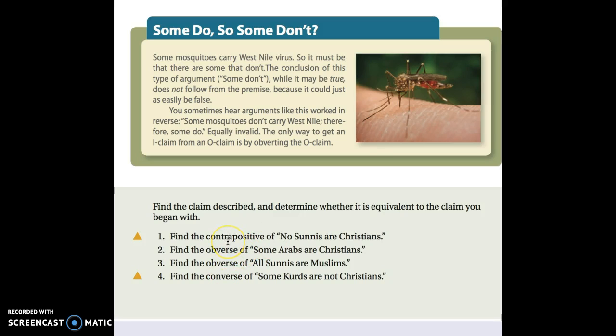Okay, well that will do it with these three relationships with the categorical claims. In the next tutorial I want to introduce syllogisms, categorical syllogisms, and say a little bit about those.